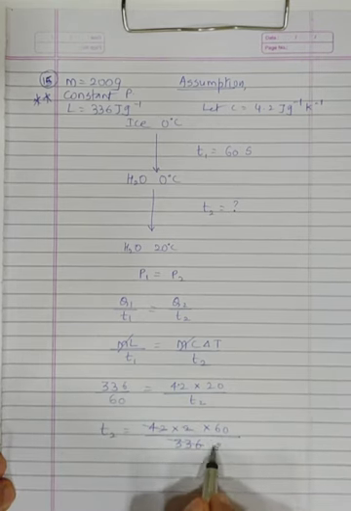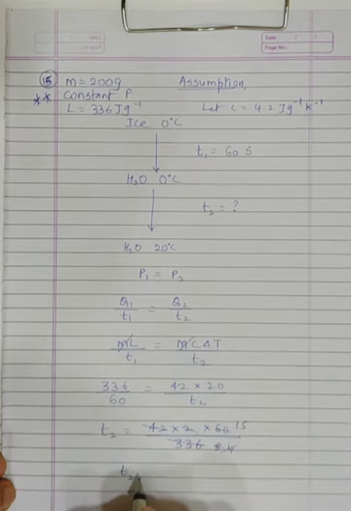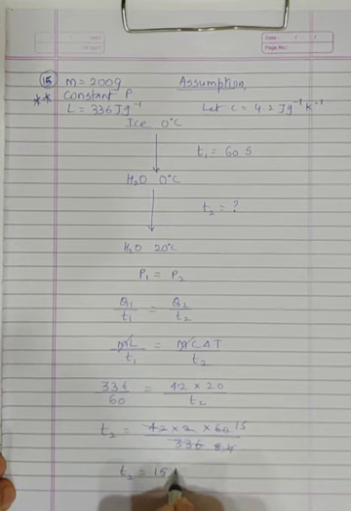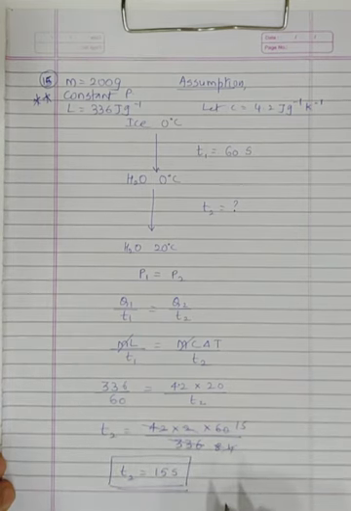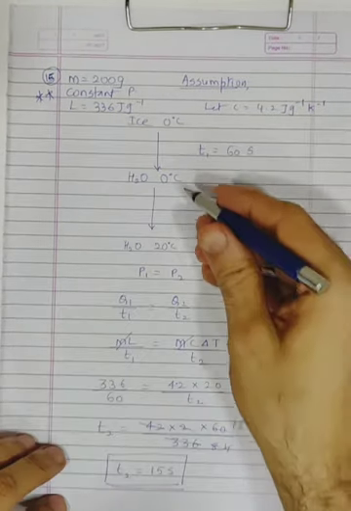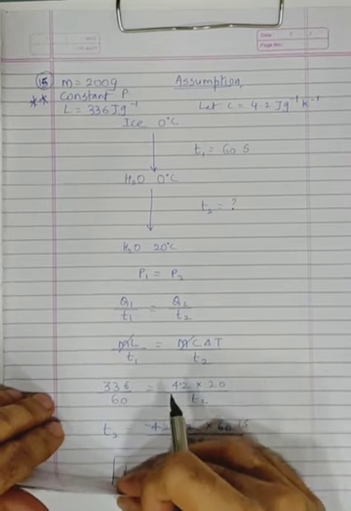8s are 2, 1s are 2, 4s are 4, 1s are 4, 15s are... So T2 is equal to 15 seconds. That's the answer. Got it? So the time required to convert water at 0 to water at 20 is equal to 15 seconds.